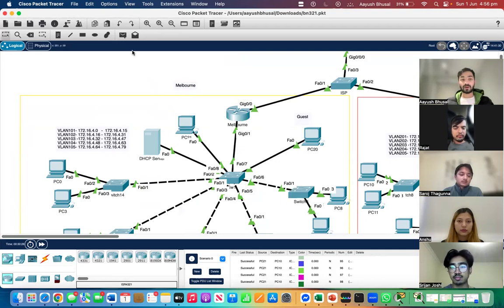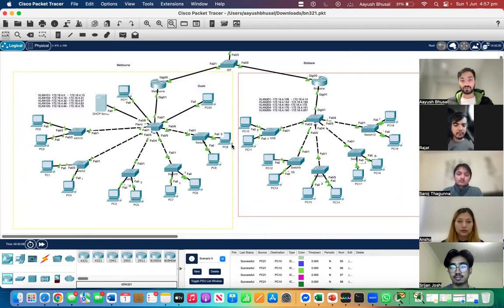Basically, this is the router on a stick protocol we have used. As also mentioned, there's a guest PC, so if any guest comes, suppose an intern comes to log into the system, there's a system already in place. And there's a separate VLAN given to that as well.